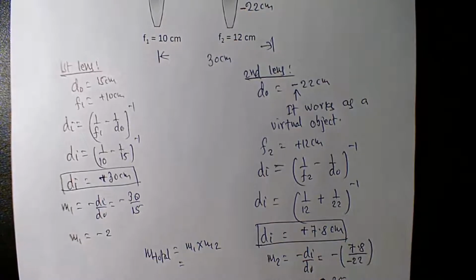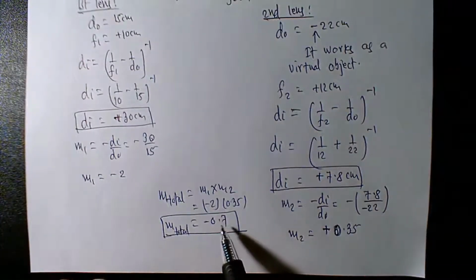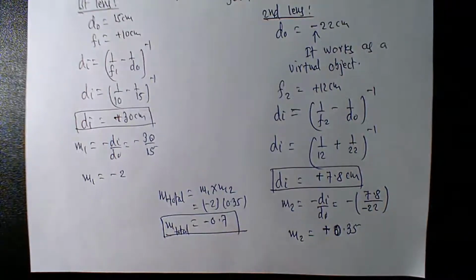So negative, no, this is positive, because negative, positive. So negative 2 times 0.35, 0.7 negative. So overall magnification is still negative, the image will still be inverted, right? Overall it is inverted, and it will be diminished in size now, because it's less than 1, so it's smaller in size.